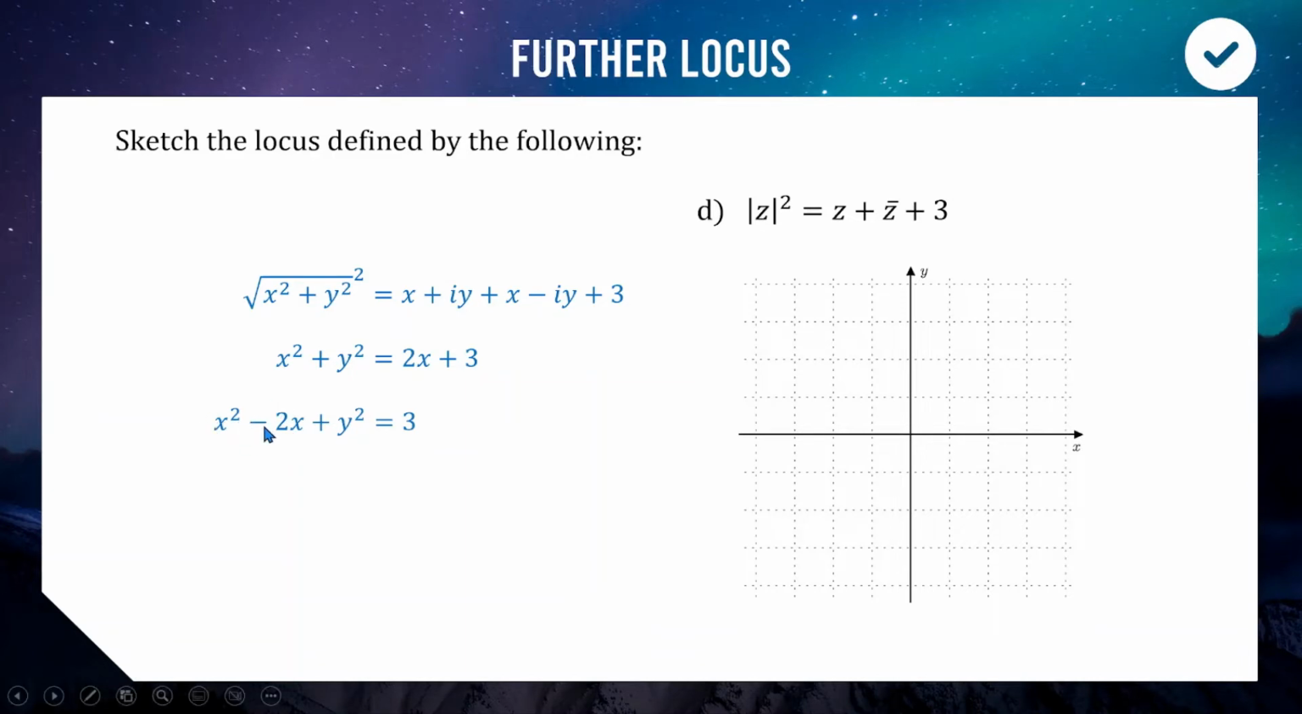So I've got x squared minus 2x. So I'm going to complete the square by adding a 1 to both sides because now we have a perfect square here. Don't forget the plus 1 on the right, so the 3 becomes a 4. And now factorizing this, we can write this as x minus 1 all squared.